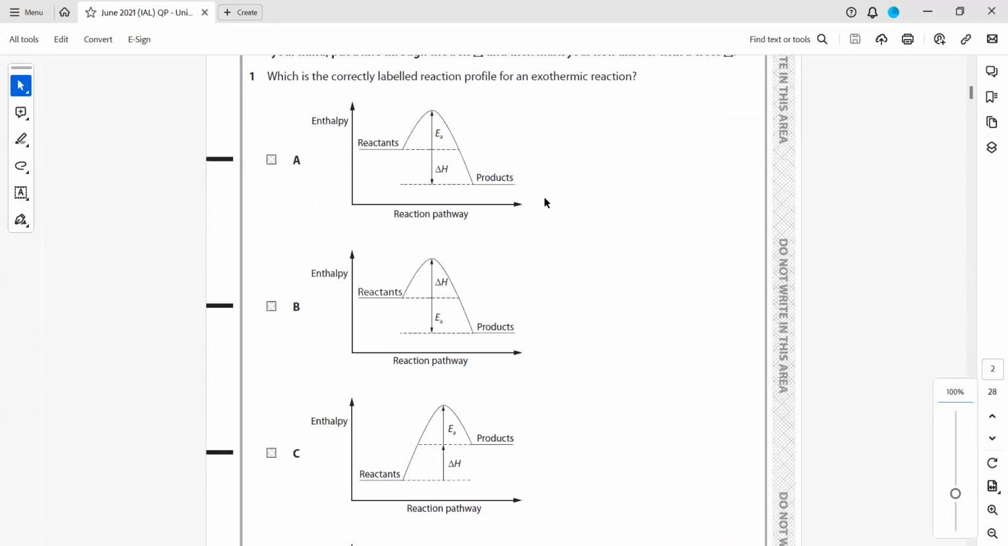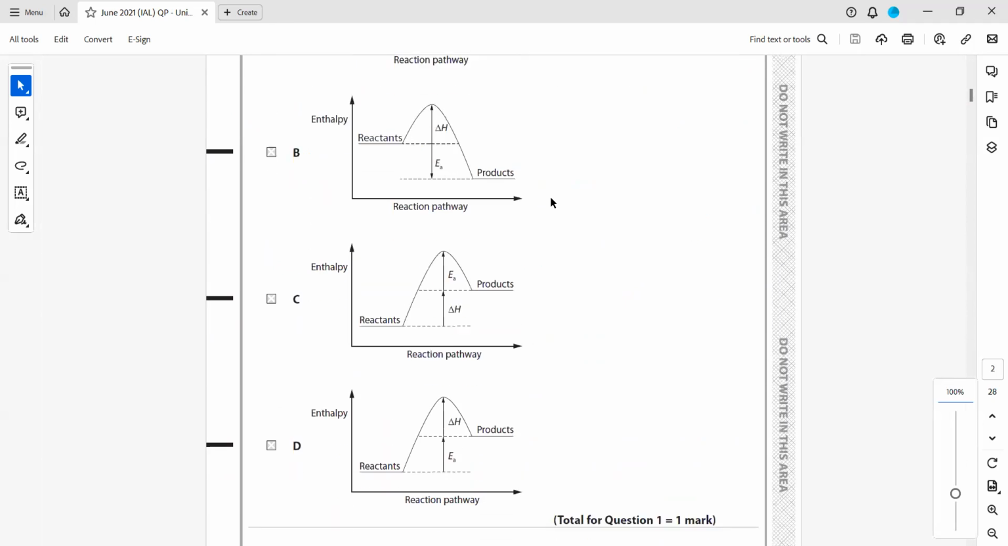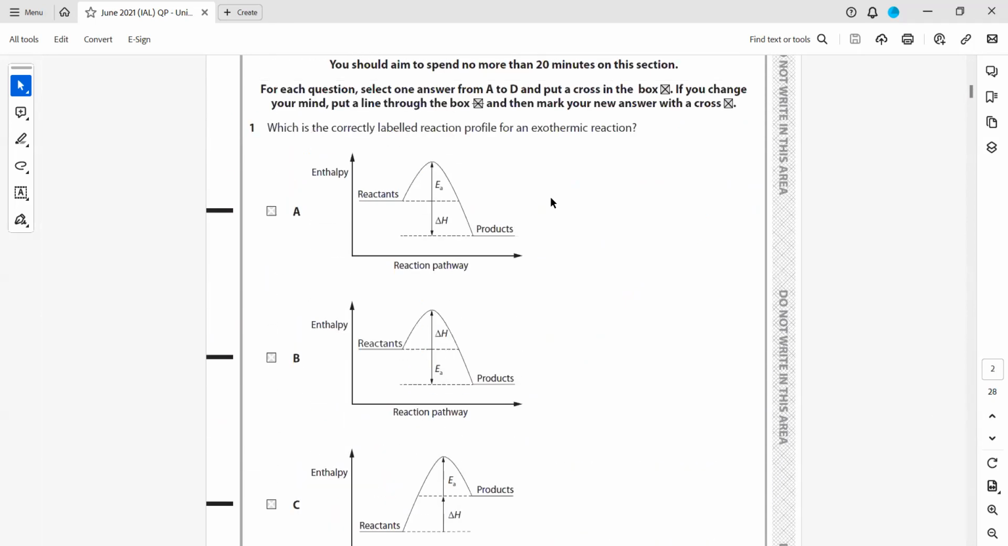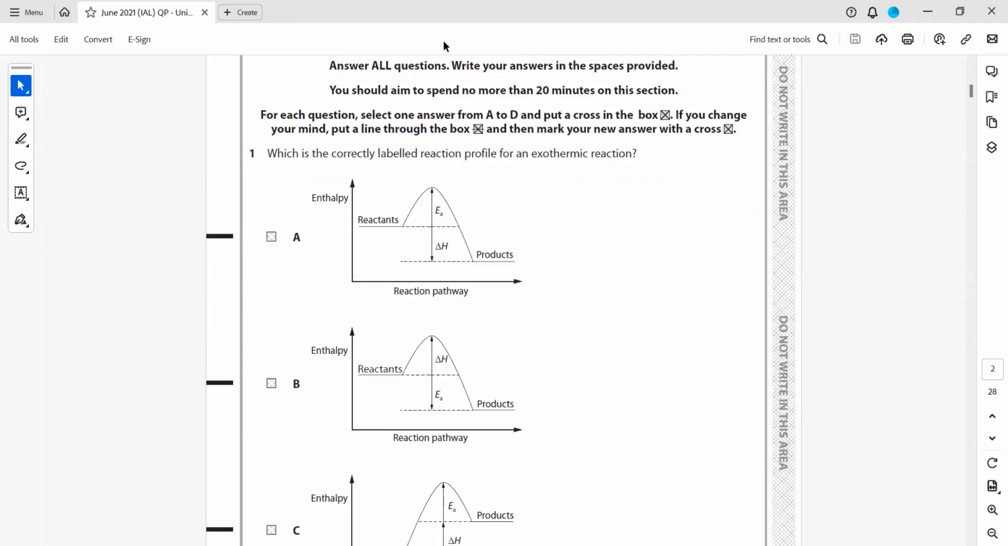In exothermic reactions, reactants have high energy and the product has low energy. So it cannot be C or D. And from the reactant till the start of a reaction, we label that as activation energy. And the difference between the reactant and the product is known as the enthalpy change or energy change. So it matches with option A.